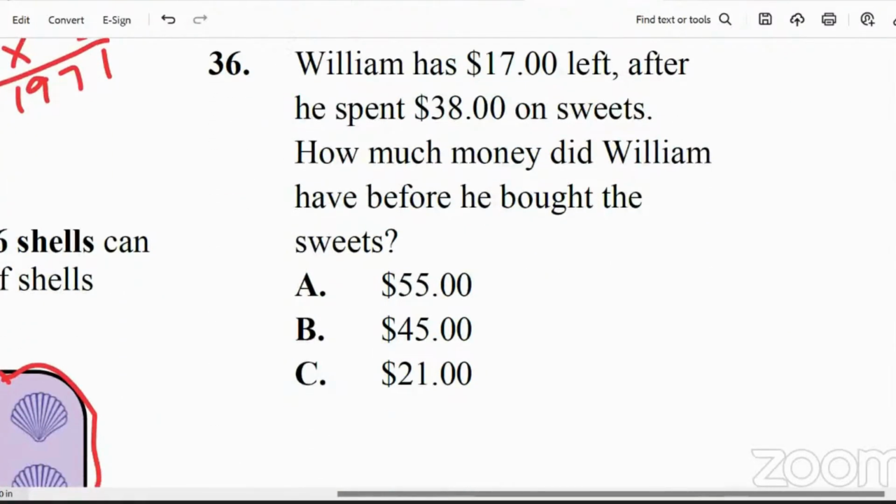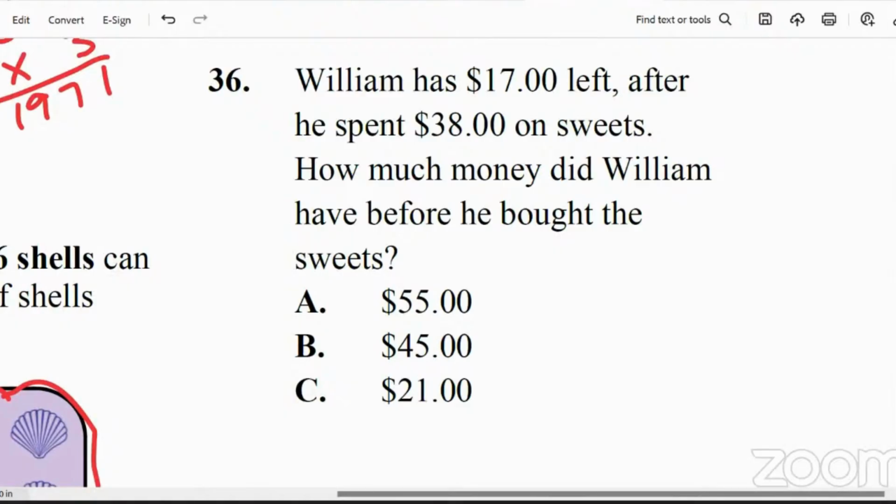All right, question 36. William has $17 left after he spent $38 on sweets. How much money did William have before he bought the sweets? So if he has $17 left after he spent 38, how much did he have before? We're just going to have to combine or add the 17 he has left and the 38 that he spent to see what was his total before buying the sweets.